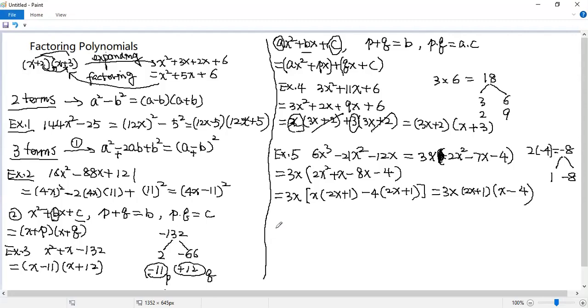Finally, if the polynomial has four or more terms, so the last case, four or more terms, then the technique is grouping. Let's see an example.